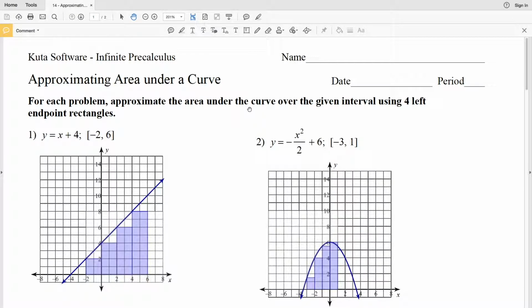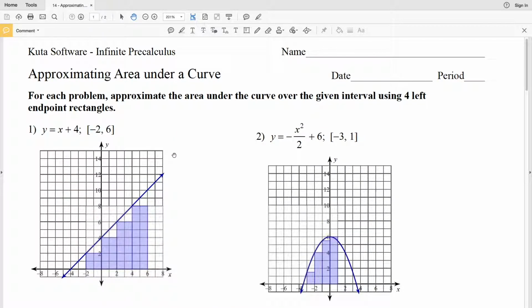In this video, we're going to start the Kuta Software Infinite Pre-Calculus free worksheet, Approximating Area Under a Curve. Now in numbers 1 and 2, it states, for each problem, approximate the area under the curve over the given interval using 4 left endpoint rectangles. So quickly we can see that depicted in number 1.